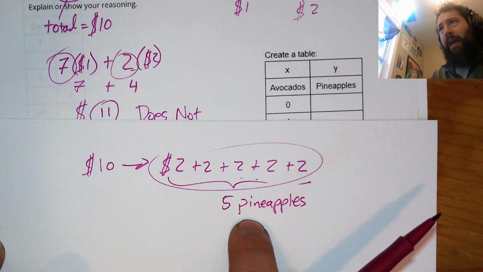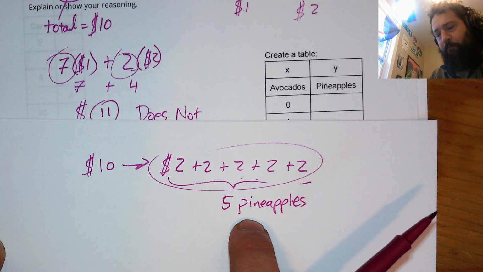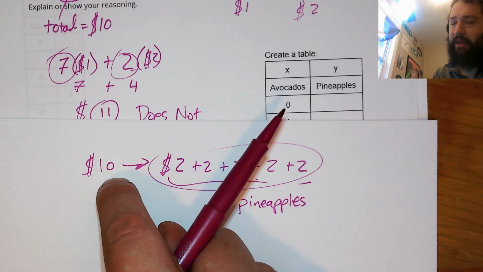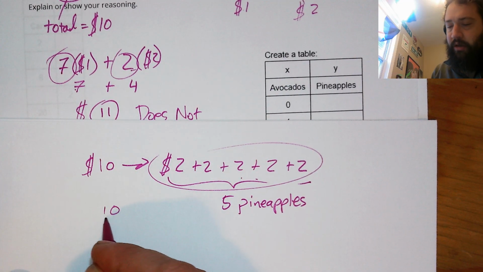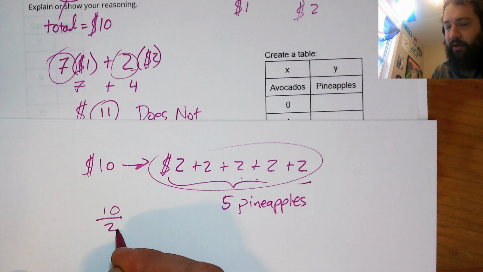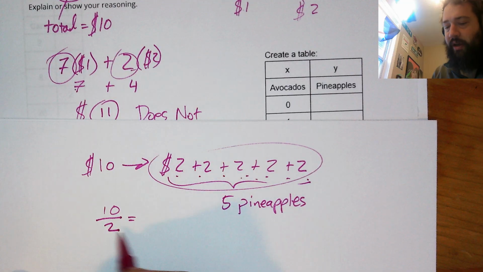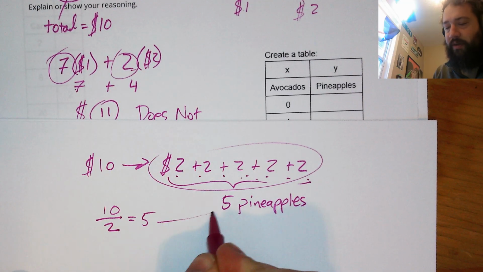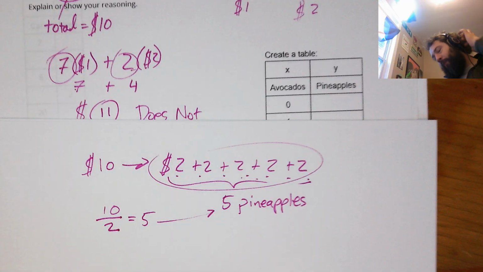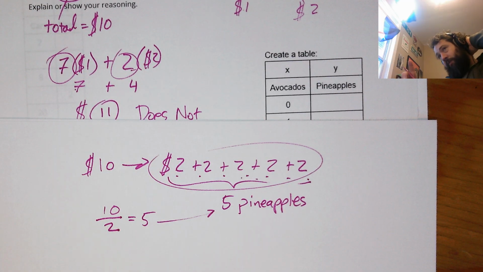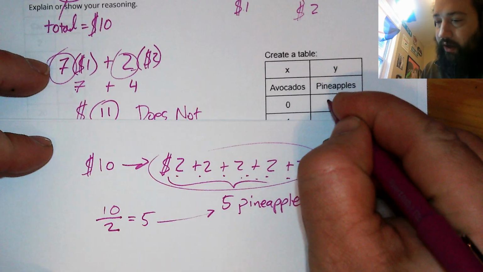If I wanted to work backwards, though, I could say, hey, take this $10 and divide it by 2. That'll give me how many times I can do that. So 10 divided by 2 is 5. Same answer. All right. So I know that I could have 5 here.